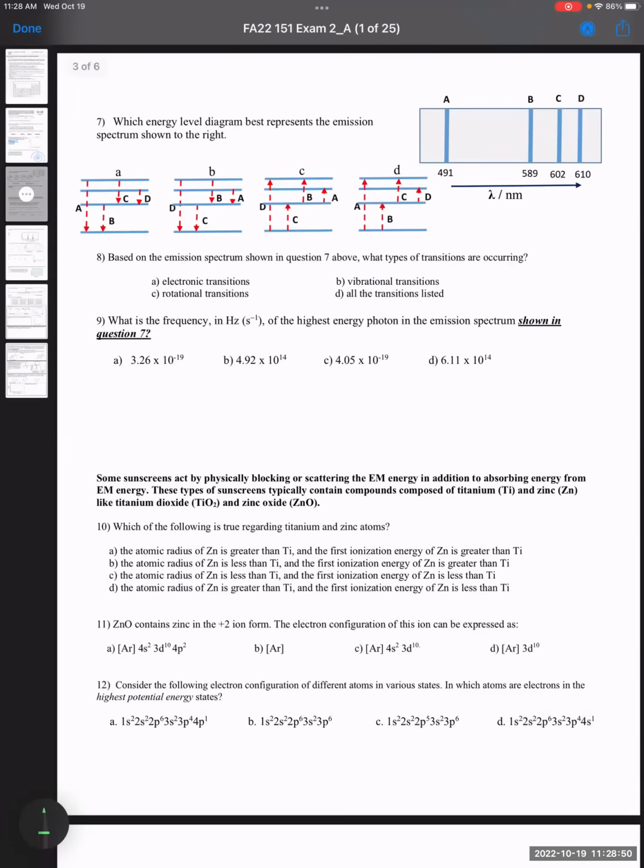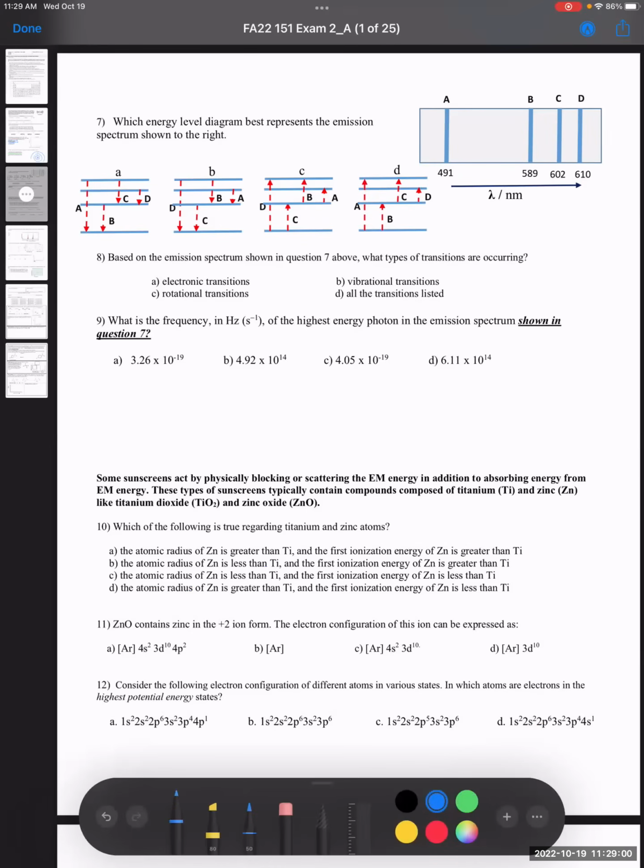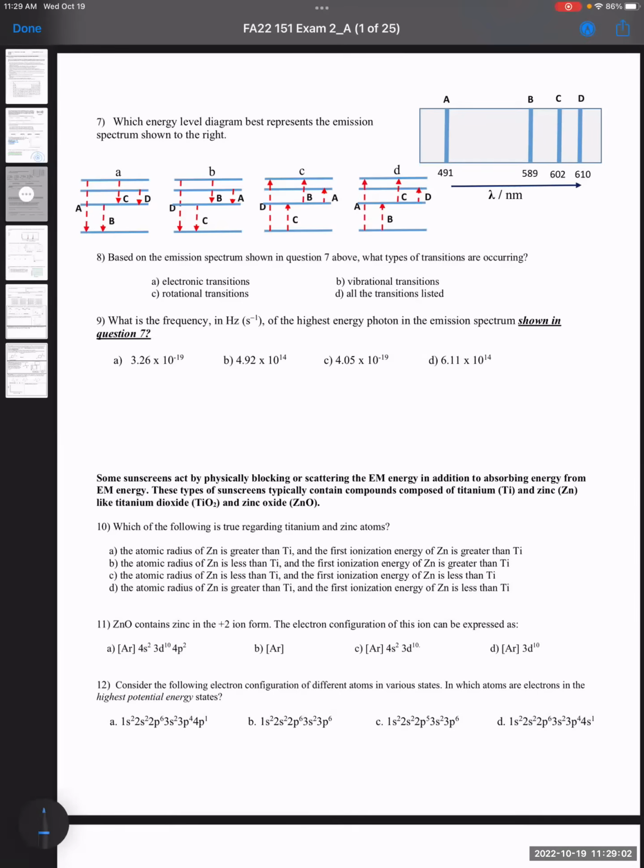Moving on, which energy level diagram best represents the emission spectrum shown to the right? Okay, this is an emission spectrum. So the first thing we can do is eliminate. Emission means you are going from a high energy to a lower energy. So we can directly eliminate options C and D because they show that we are going from a lower energy to a high energy.